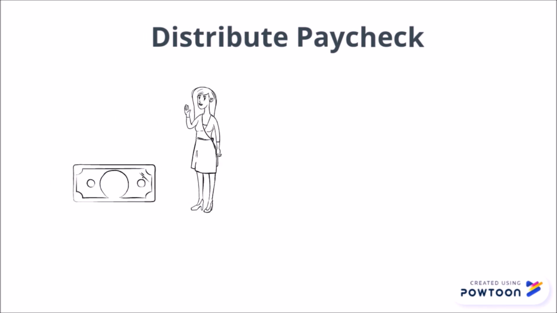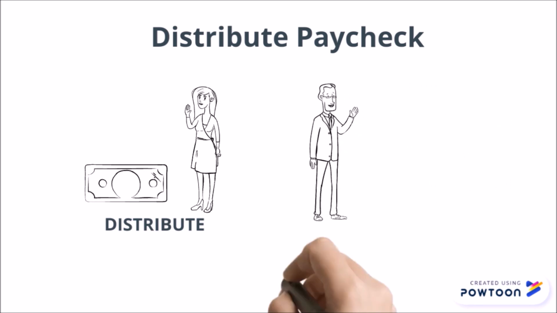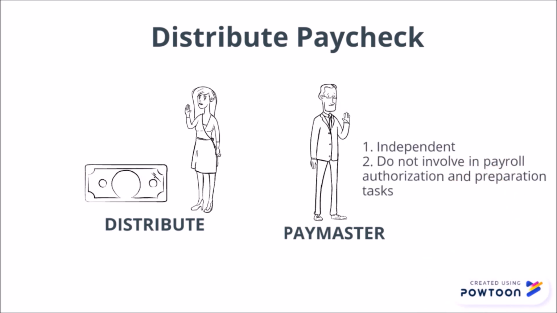After preparing payroll, the company will distribute the payroll. Many companies use a paymaster to distribute the paychecks to employees. This individual is independent of the payroll process. They are not involved in payroll authorization or preparation tasks.